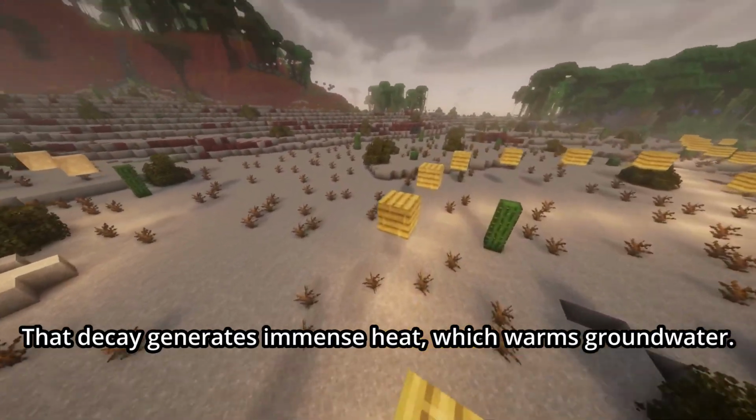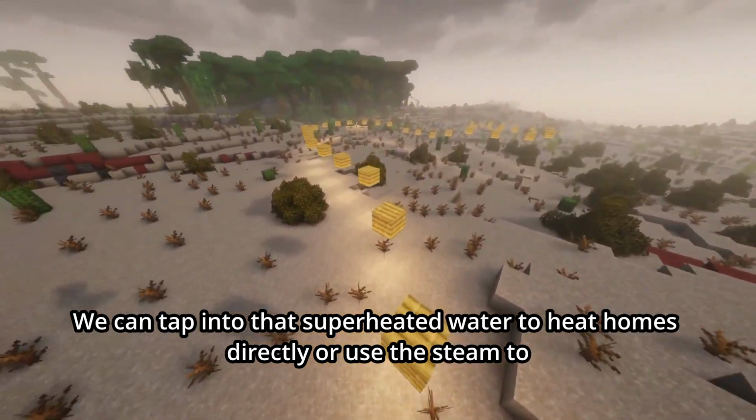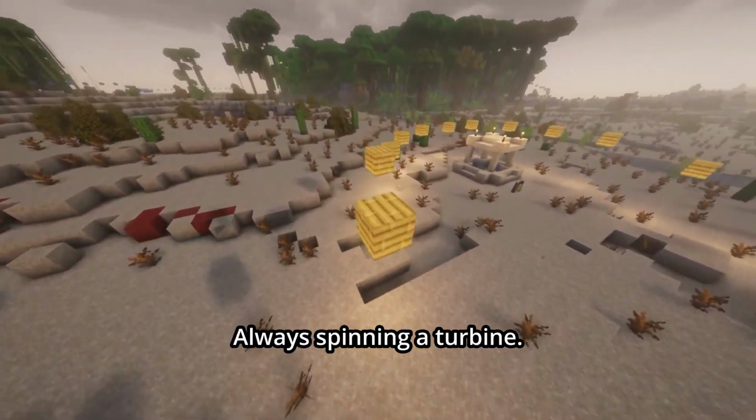That decay generates immense heat, which warms groundwater. We can tap into that superheated water to heat homes directly or use the steam to, you guessed it, spin a turbine. Always spinning a turbine.